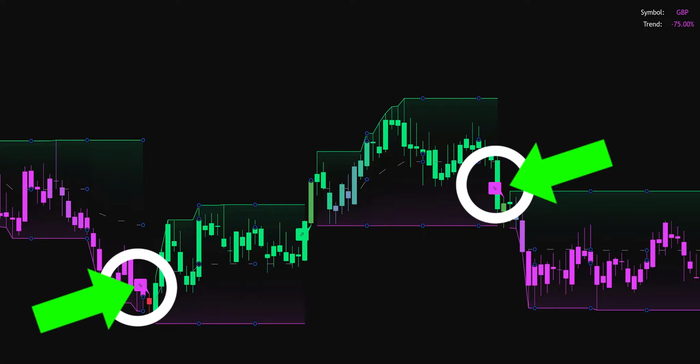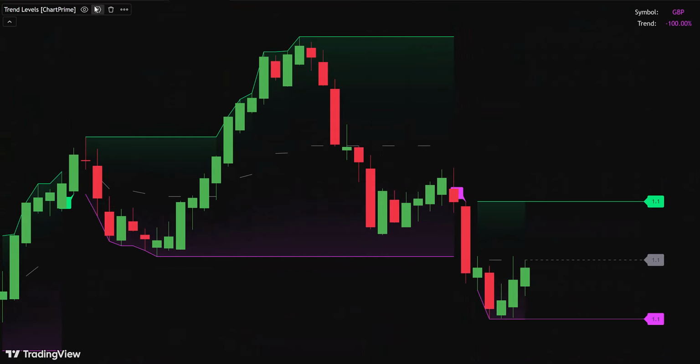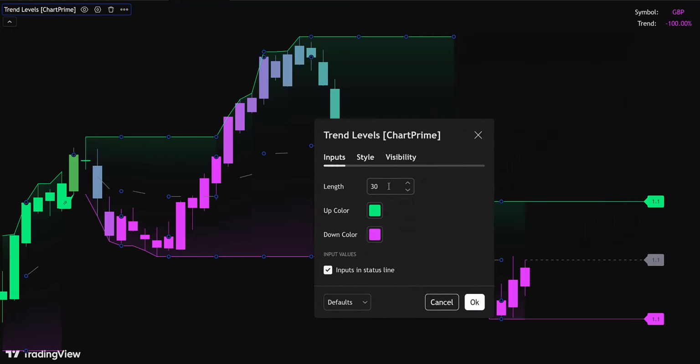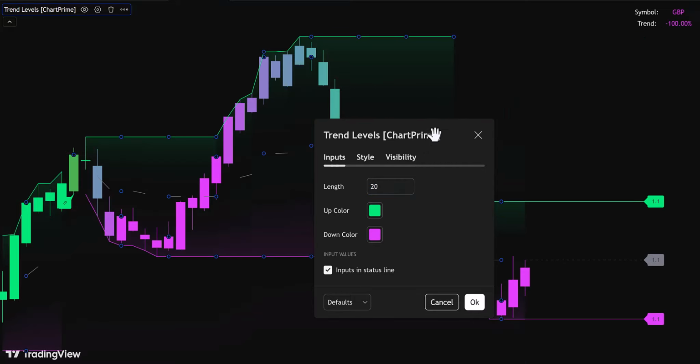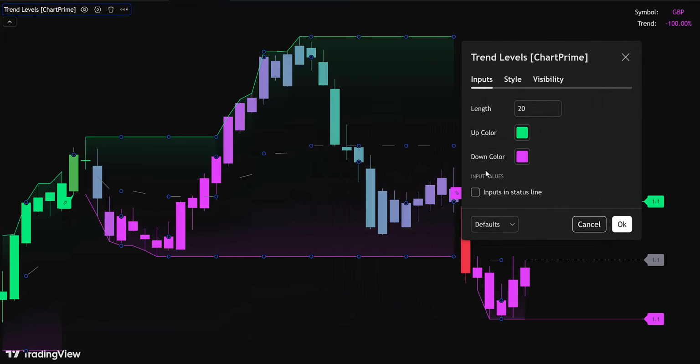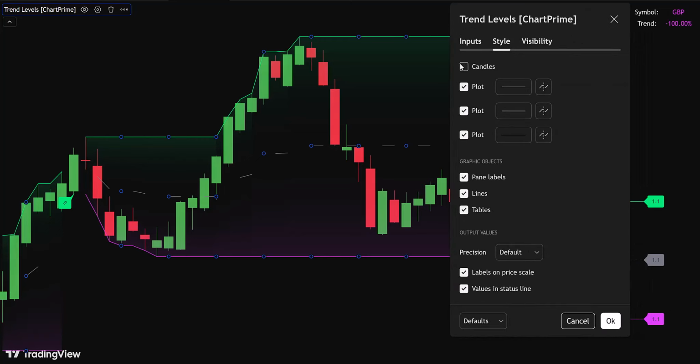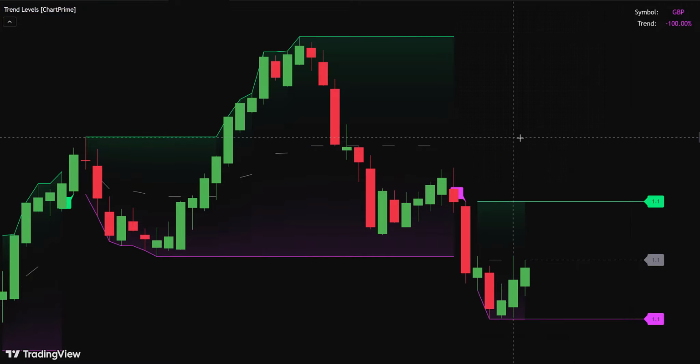Those are zones to avoid. Before we jump into the strategy, let's quickly look at the settings. You can adjust the length, which defines the look-back period used to calculate the trend levels. You can also tweak the up and down colors and enable or disable components using the Silent tab. Once your setup is ready, hit OK, and let's move on to trading with this indicator.